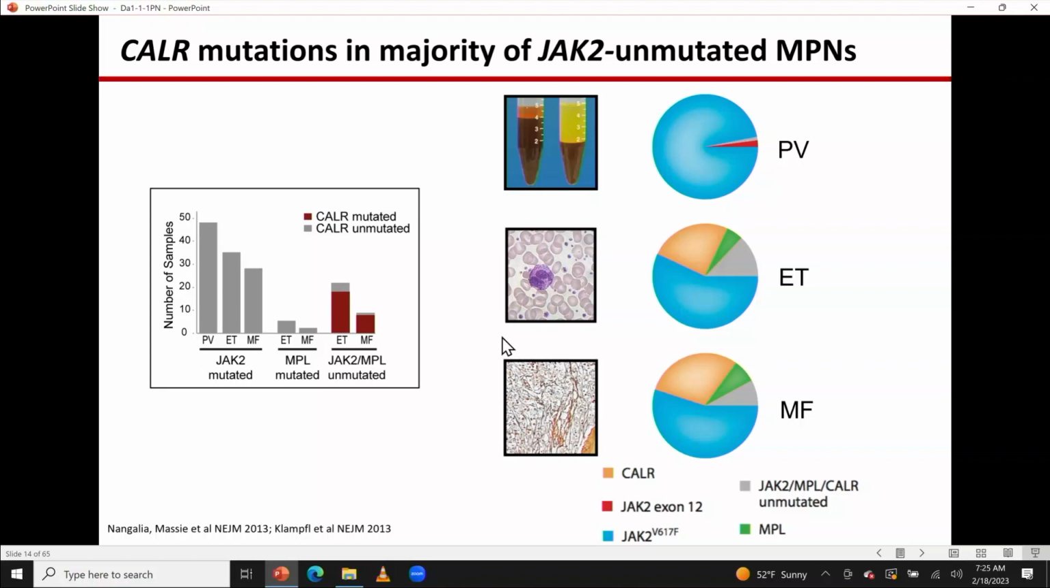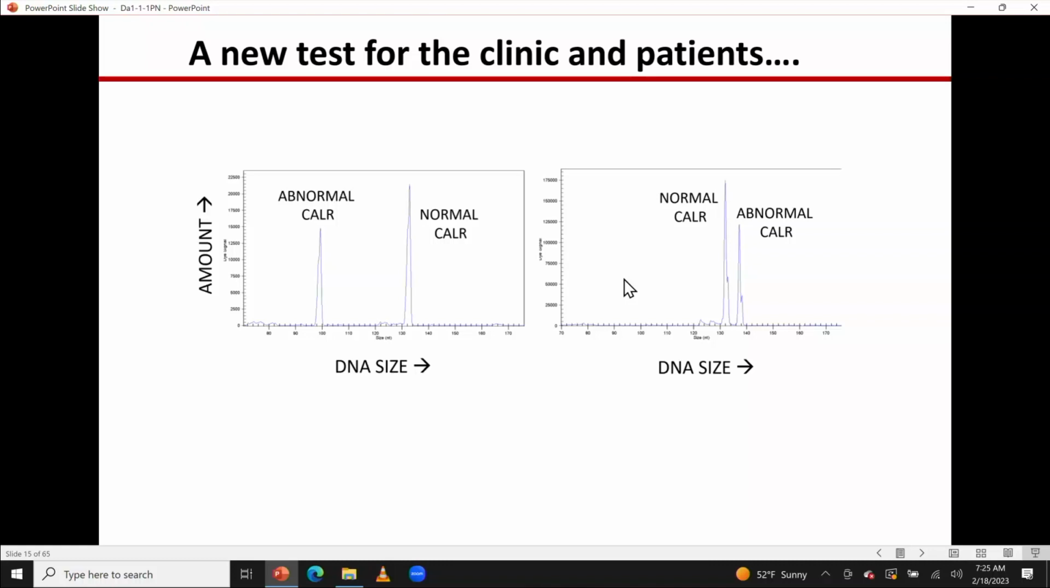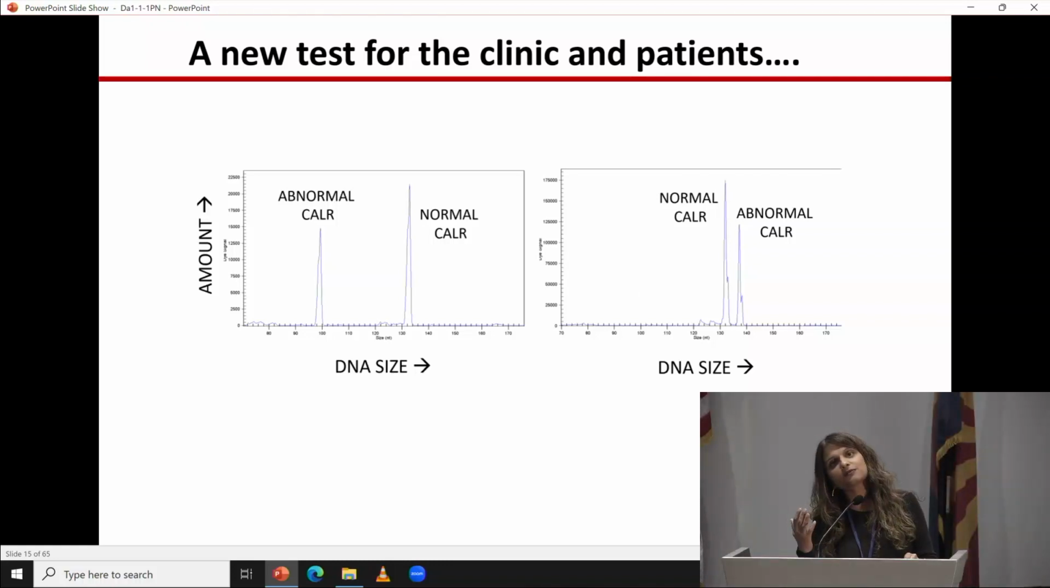And then after sequencing the DNA, we discovered that the vast majority of patients that didn't have any of those other mutations, these patients in red here, had mutations in CALR. And we were just discussing this morning that, in July of this year, it'll be 10 years since that discovery, and it's pretty amazing. So this was a new test for in clinic and in patients, and then I sort of realized at the time that research does make a difference, because here we have now this new discovery.